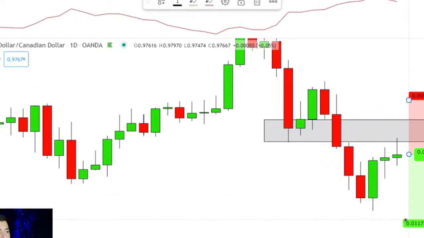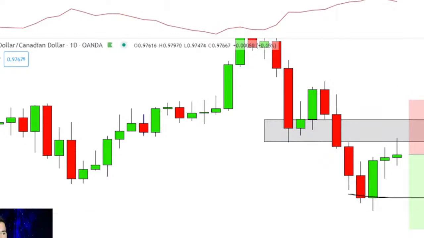So now I can have a 134 pip target. And again, this would work better if there wasn't a level of structure in the way, but for the purpose of the ATR indicator, just go with it. And that sets me up with a 1.4 to 1 reward to risk ratio. This is one of the ways that I would use the ATR in order to place stop losses.